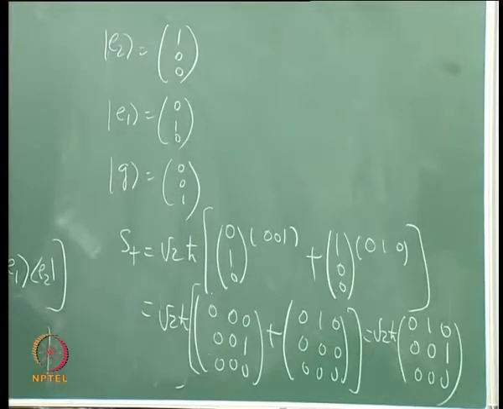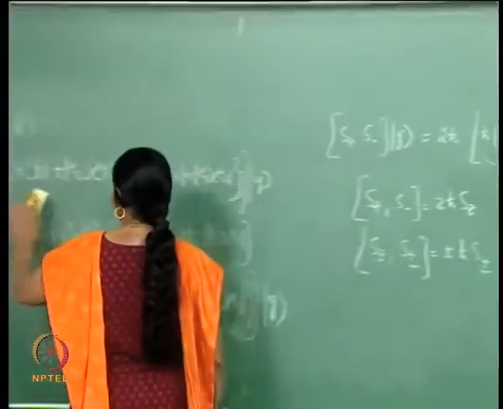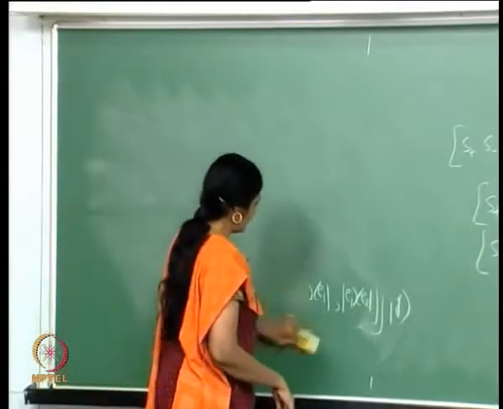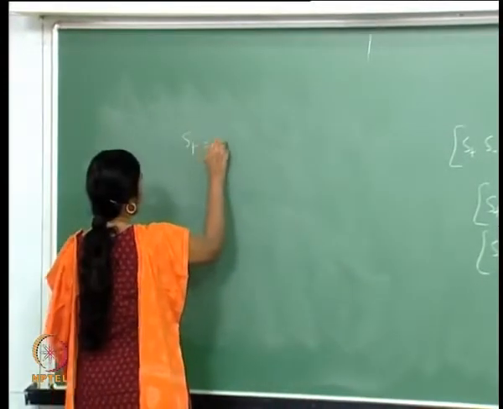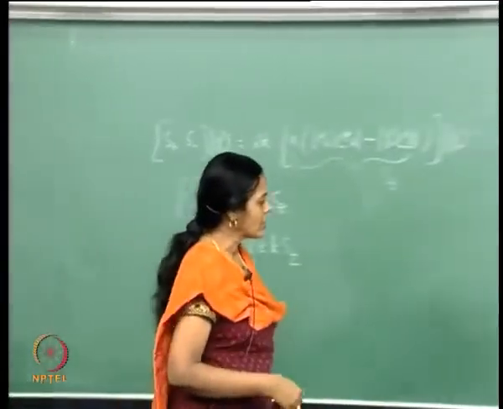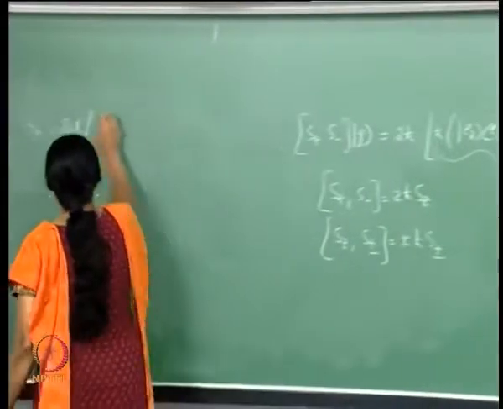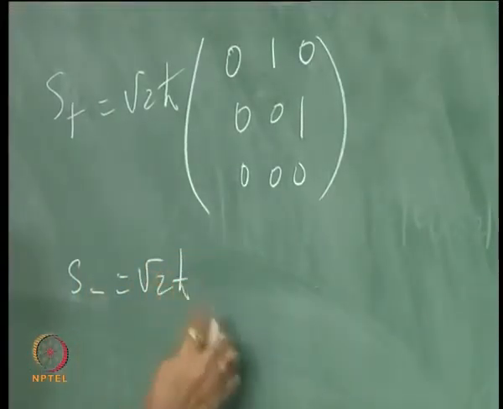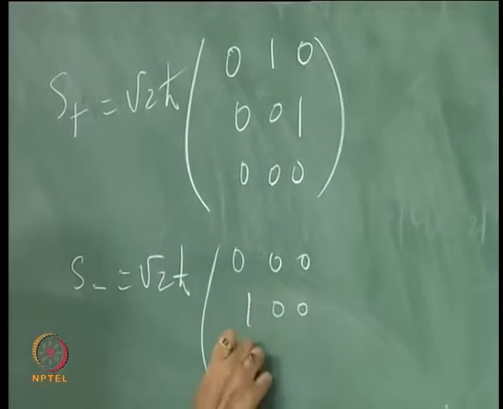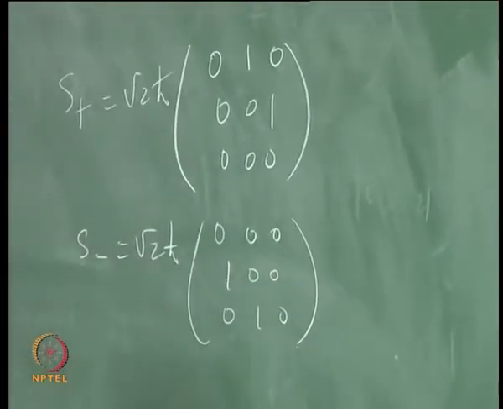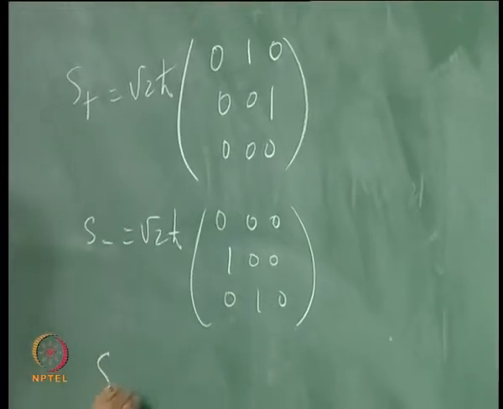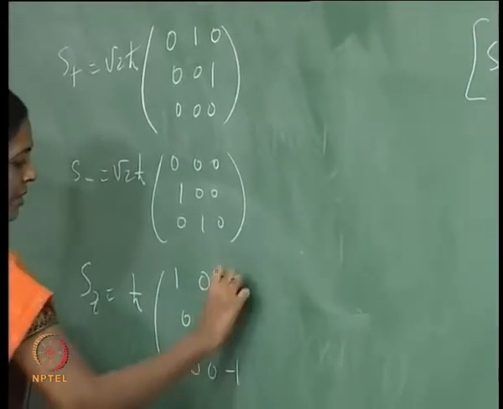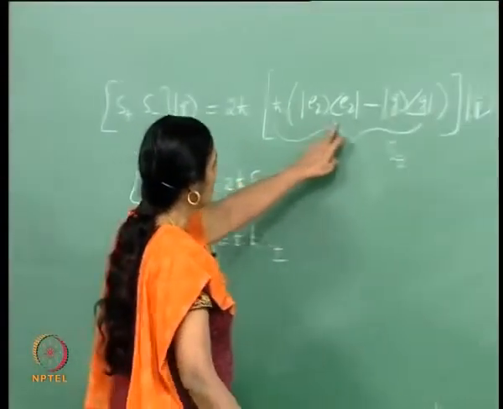S minus is S plus dagger. You could do that explicitly, or you could simply take the dagger of that matrix that I have just now got. So I have the following. S plus is root 2 H cross 3 by 3 matrix with 1 sitting here and there. S minus is root 2 H cross 0, 0, 0, 1, 0, 0, 0, 1, 0. I can work out Sz and I will just get H cross with 1, 0 and minus 1 on the diagonal, because this is my definition of Sz.